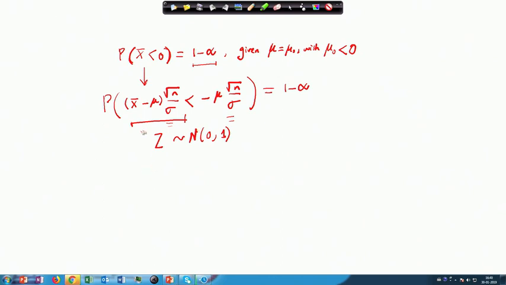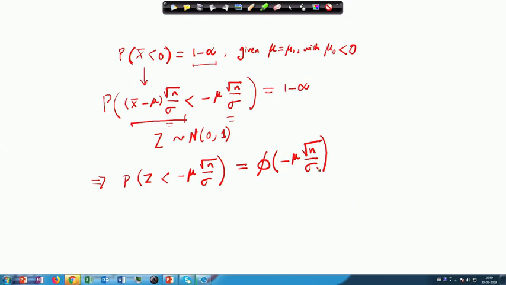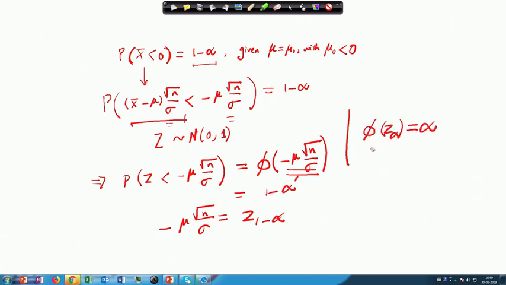So, that means we can write this as P z is lesser than minus mu into root of n by sigma. And that is nothing but the cumulative frequency, phi evaluated at minus mu root of n by sigma. And if you remember, this is equal to 1 minus alpha. And we discussed, therefore, that this parameter, minus mu root of n by sigma, is nothing but z 1 minus alpha. Because as we defined, phi of z alpha is equal to alpha. So, phi of z 1 minus alpha is equal to 1 minus alpha.